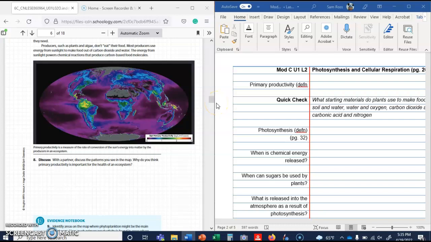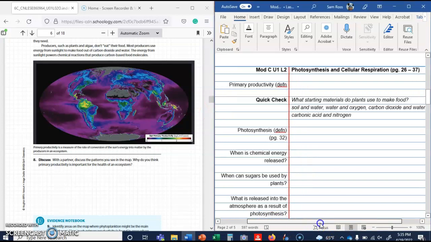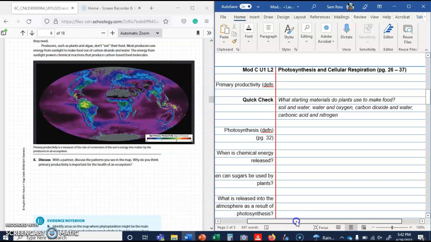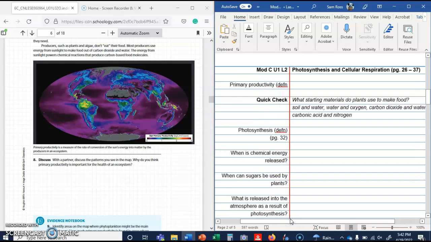And then our next definition is on page 32. Actually, we've got a quick check there. Let's take a look at that. What starting materials do plants use to make food? Soil and water, water and oxygen, carbon dioxide and water, carbonic acid and nitrogen. The answer is going to be carbon dioxide and water, I believe. All right, let's go ahead and continue. We'll find photosynthesis.